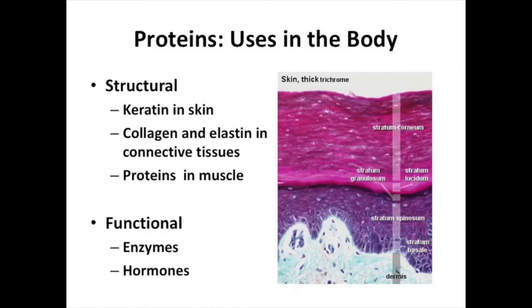So what do we use protein for? Some structural things. The keratin in your skin, if you remember the upper surface of your skin, that stratum corneum is made of dead cells that have keratin surrounding them. You have collagen and elastin in your connective tissues. That is made of protein, as well as your muscles. So that's really the big one. Myosin and actin in your muscle are proteins.